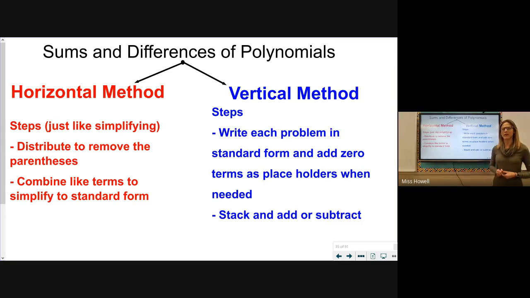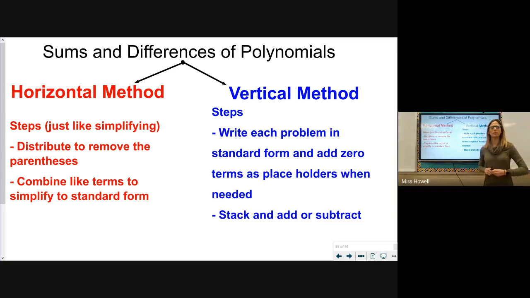Right, we have two ways of adding and subtracting polynomials. One that's horizontal, meaning across our paper this way. And a second one, which is vertical, which goes up and down like this, like how we would have done adding and subtracting in elementary school. We're going to look at both methods, starting with our horizontal method.